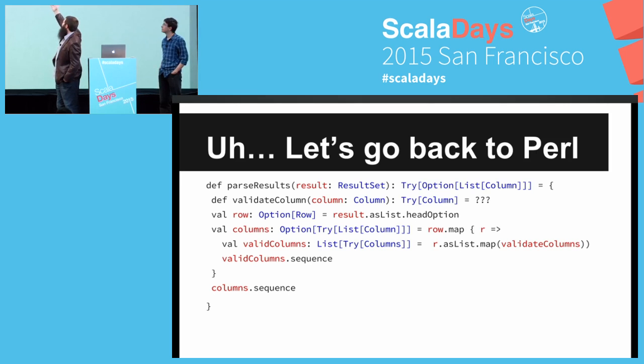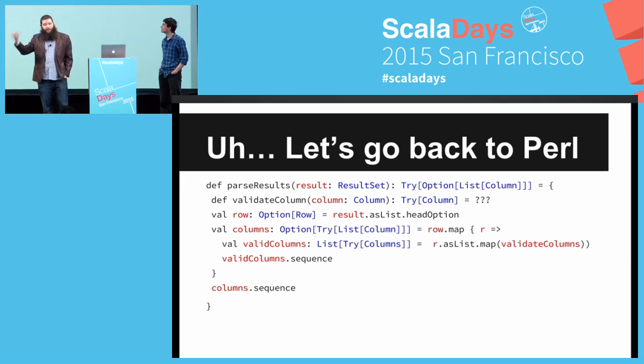So we want a try of an option of a list of columns from the database. We get a result, well, we put it in a row that we got from earlier, perhaps in a for-yield try comprehension. And then we map over it to validate that the columns are good, but then we need to sequence them back, and then we have an option of try of list, and that's very close to what we want. We actually wanted a try on the outside, so we sequenced them again. And now we're able to have this pleasant type to work with.